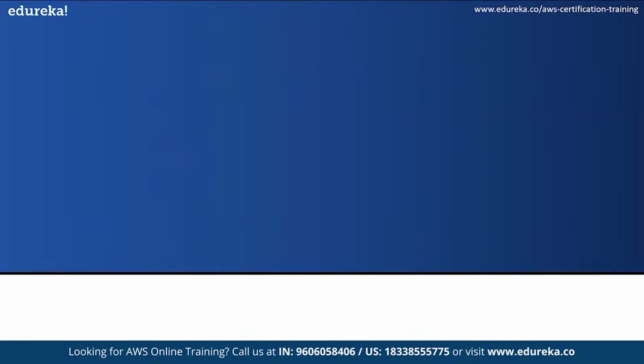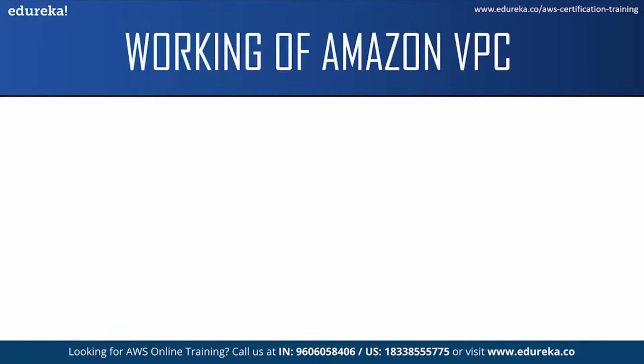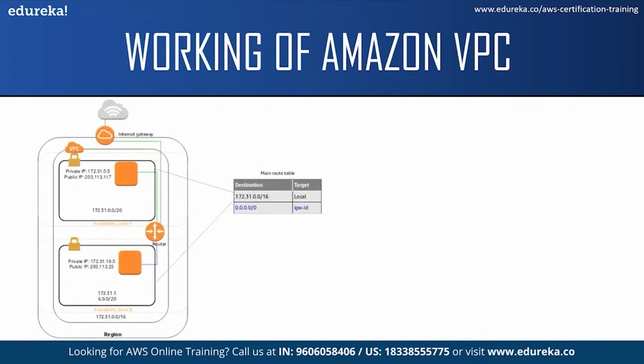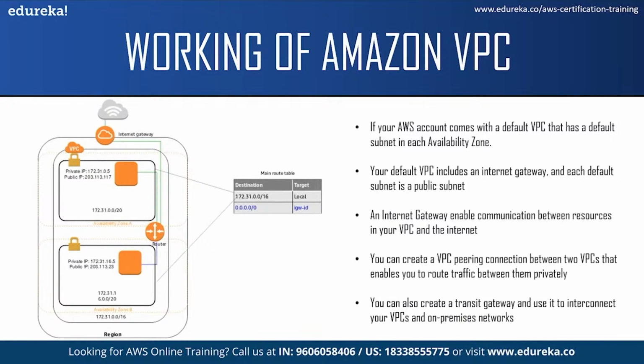Now that you have some idea about subnets and route tables, let us move on to the working of VPC and understand it. Now if your account was created after 4th of December 2013, your account comes with a default VPC that has a default subnet in each availability zone. We will see this in the demo part. Now your default VPC includes an internet gateway and has the benefits of advanced features provided by EC2 VPC and is ready for you to use. Now if you launch your instance in a default VPC and do not specify a subnet where to launch your instance, the instance is automatically launched in your default subnet, which is a public subnet.